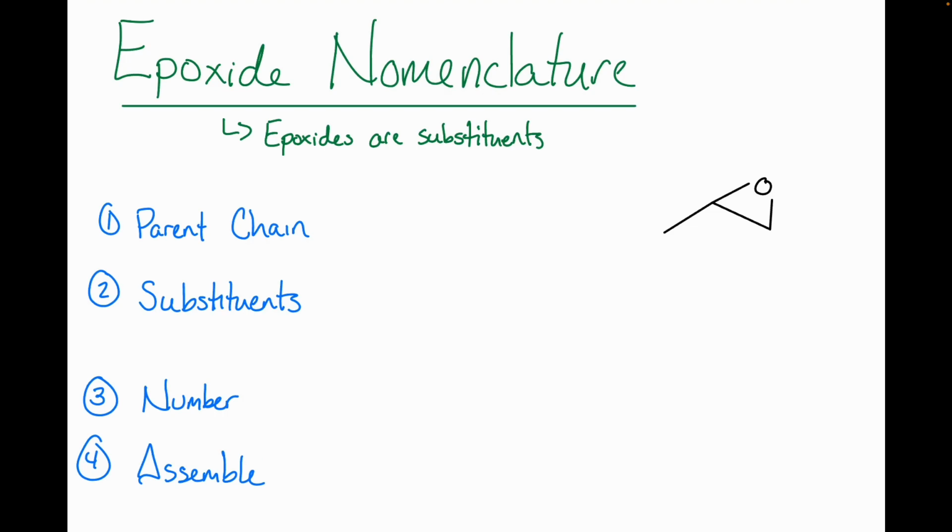Okay, so step 1 is to find our parent chain. And then step 2 is to identify our substituents. Again, our epoxide is going to be considered a substituent, and we call it an epoxy group. So for substituents, epoxides are epoxy groups. We're going to number our parent chain so that we have the lowest number in the name. So I'm going to number from right to left here.